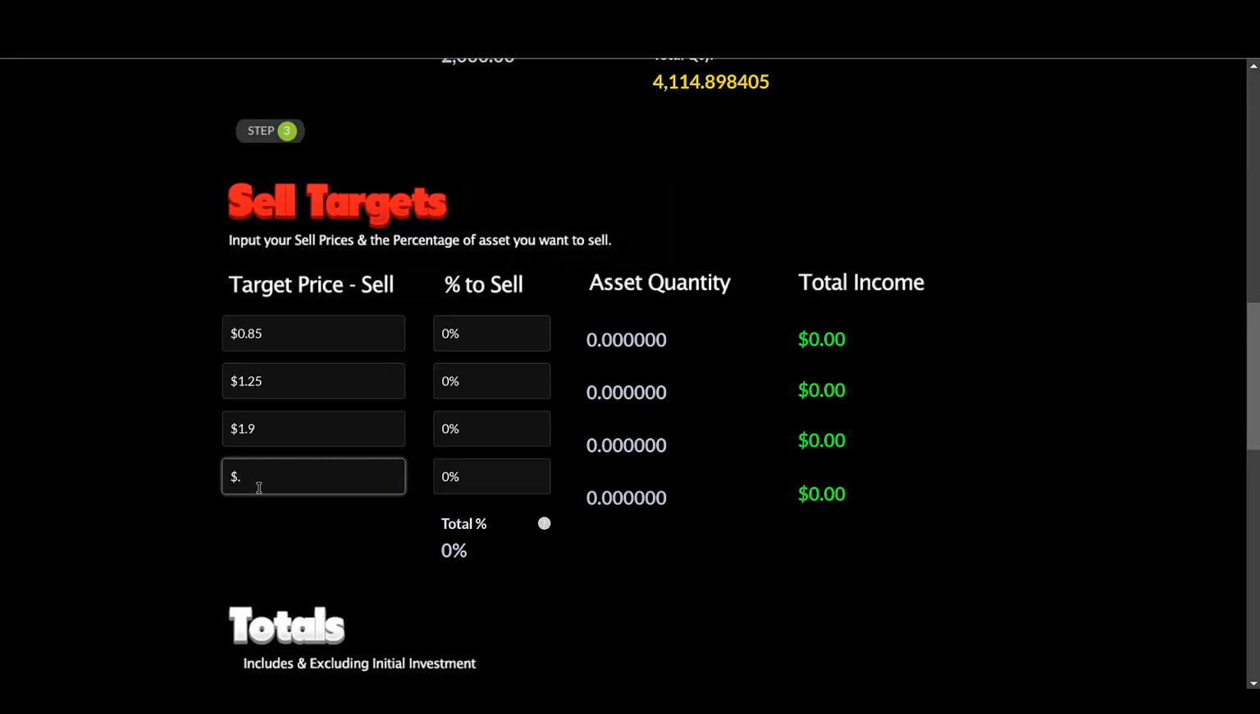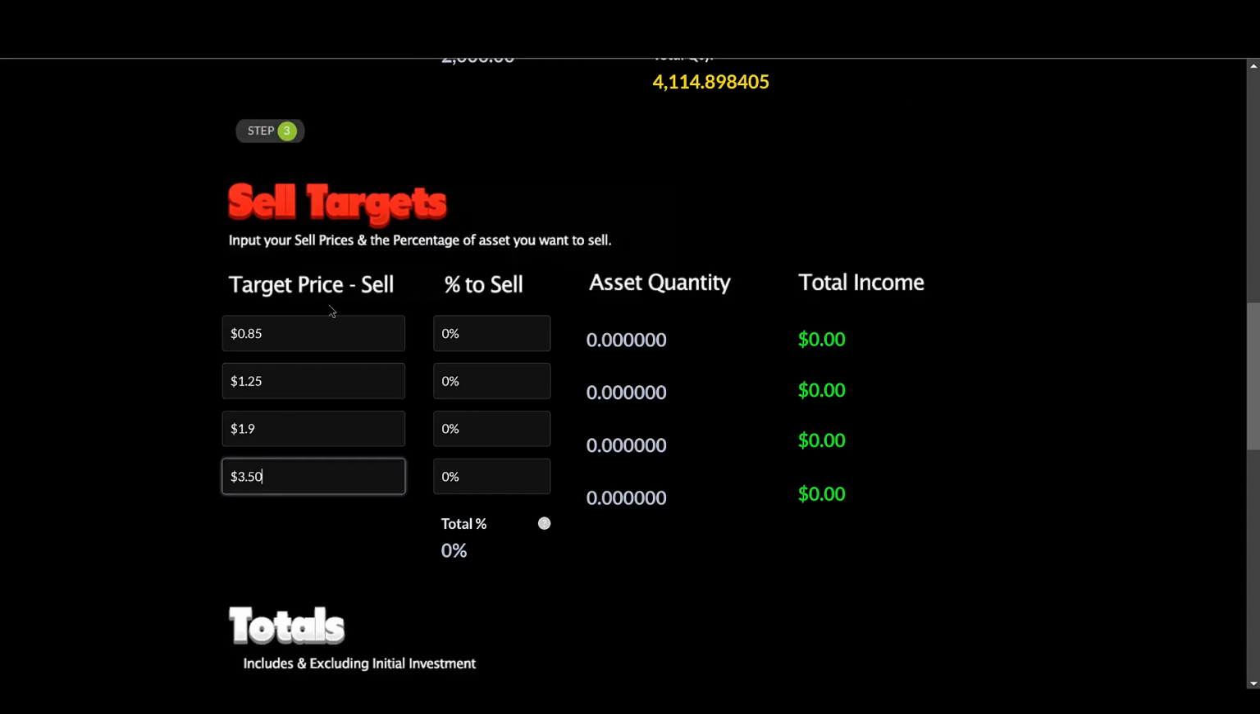Okay, I probably could have gone $3 just to be conservative, but if it does get to a previous all-time high, I think $3.50 would be like your maximum, like right out there price.